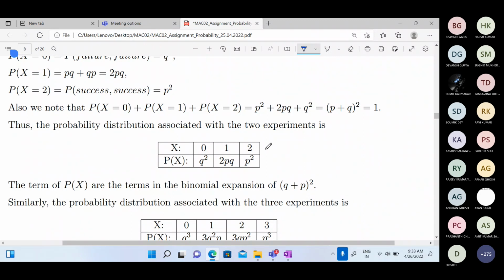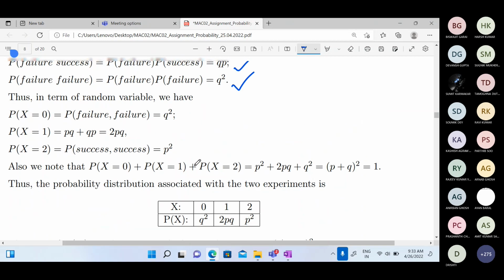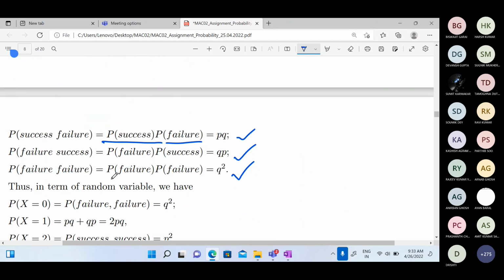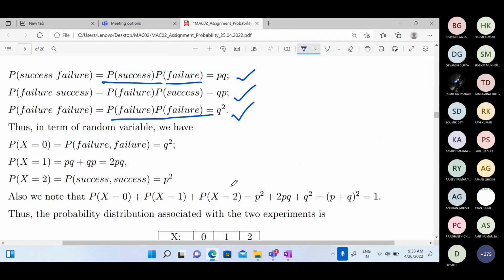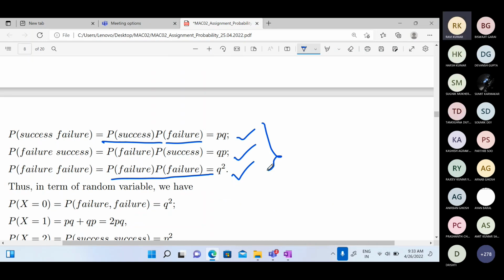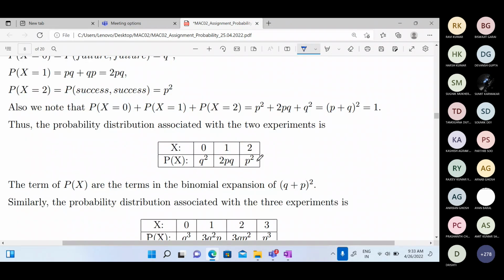So what is the probability of no success? It is Q square, because both are failures. And what is the probability of 1 success? One success is coming twice: one success, one failure, or one failure, one success. So here it is coming PQ twice. So 1 success is 2PQ, and 2 successes is P square.